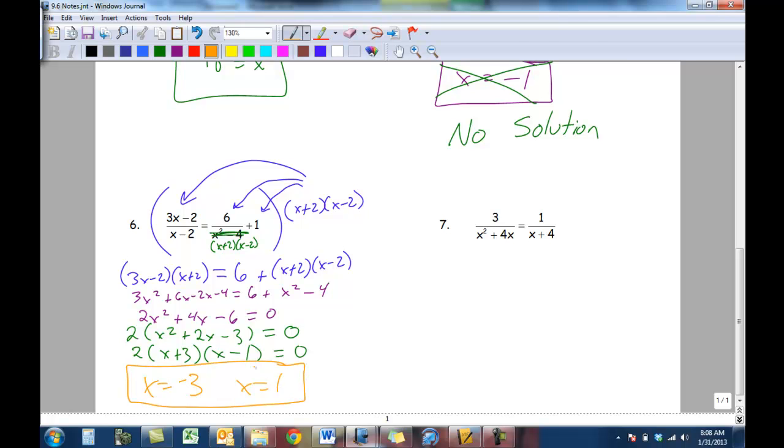Now, we got to go back and check. Do either of these answers make the denominator 0? No, since neither of them make the denominator 0, these are both solutions.